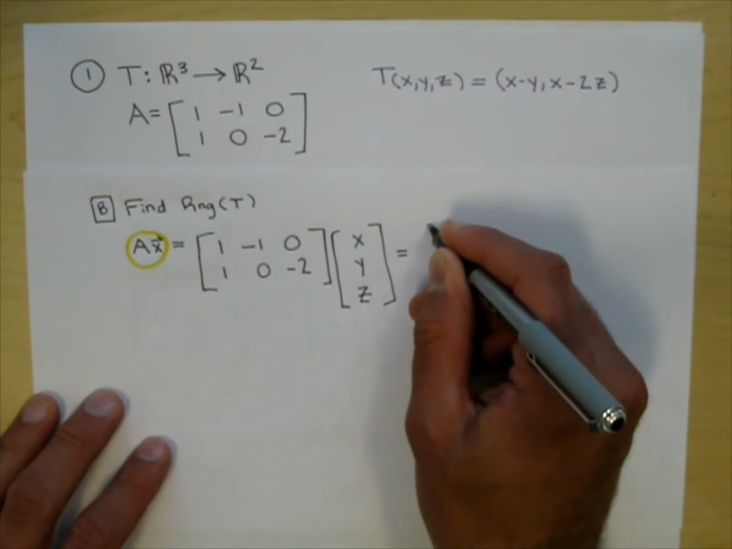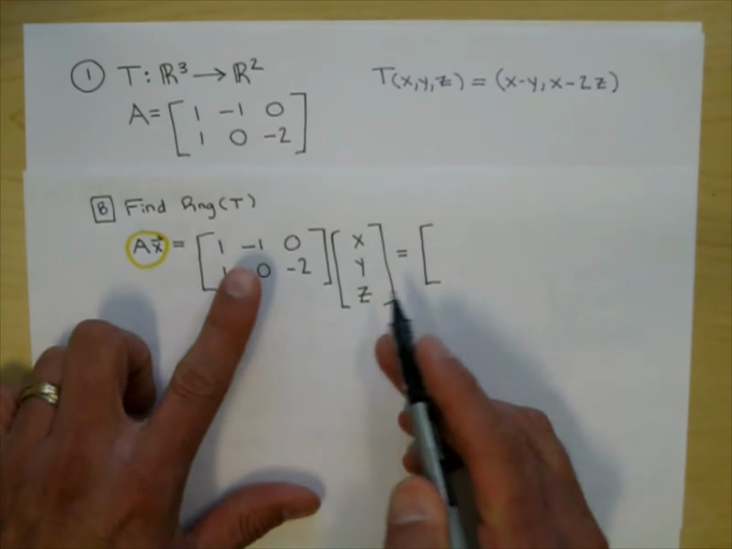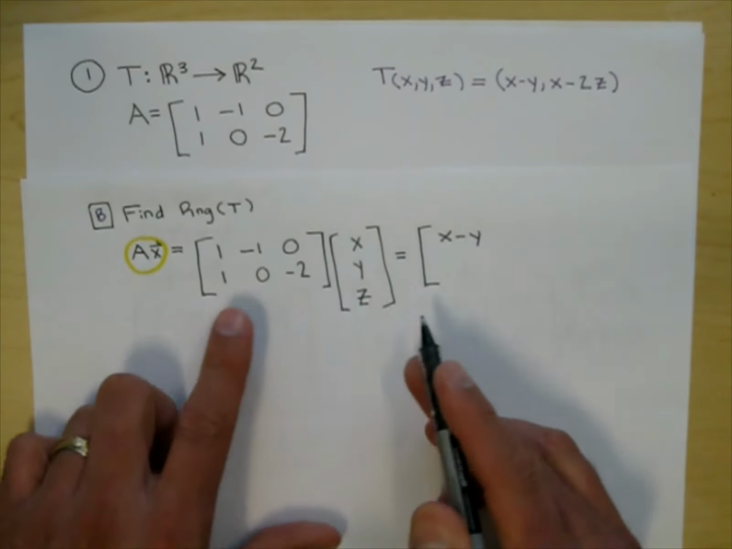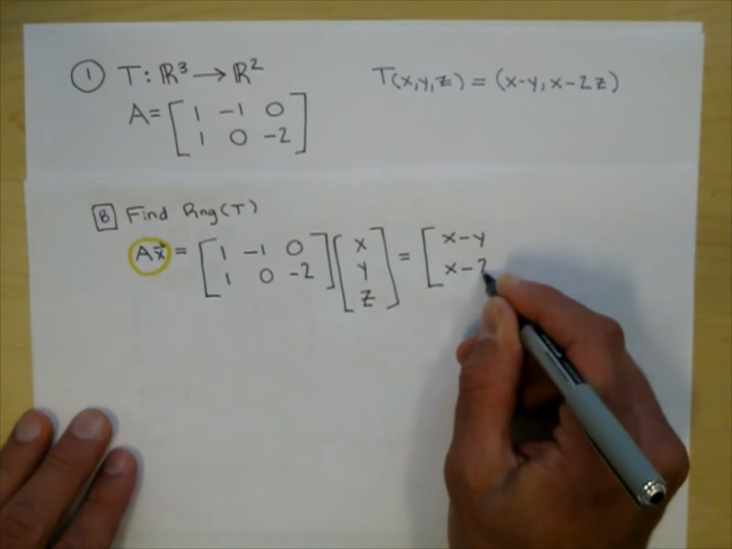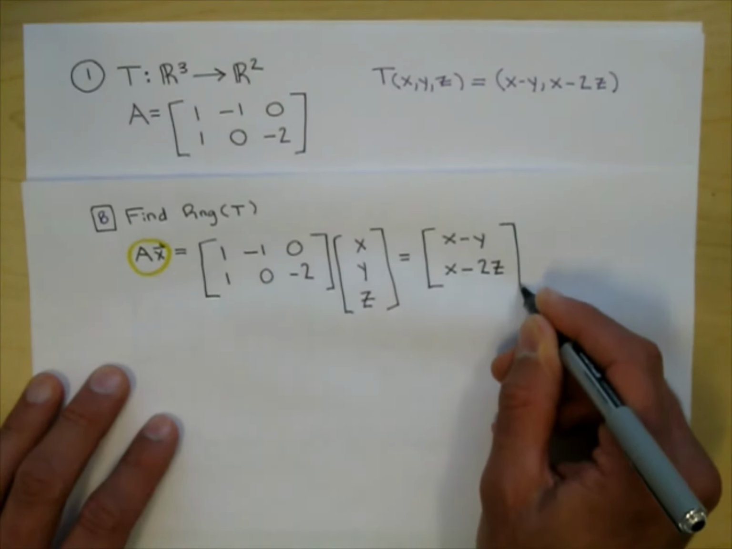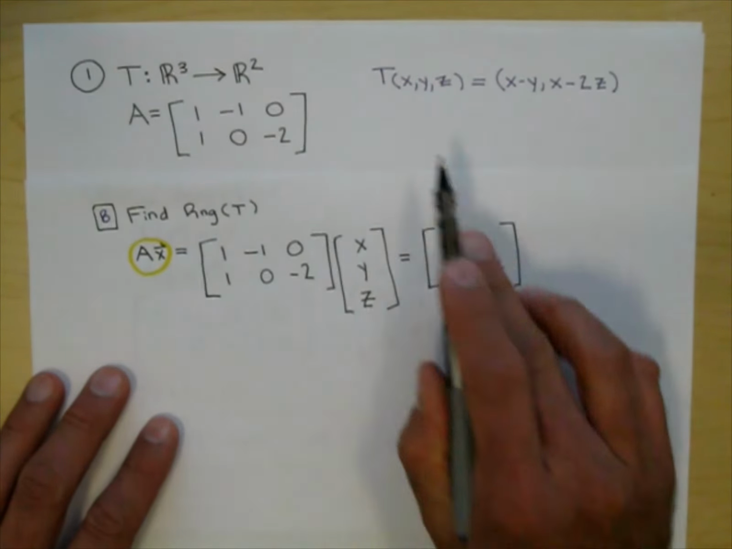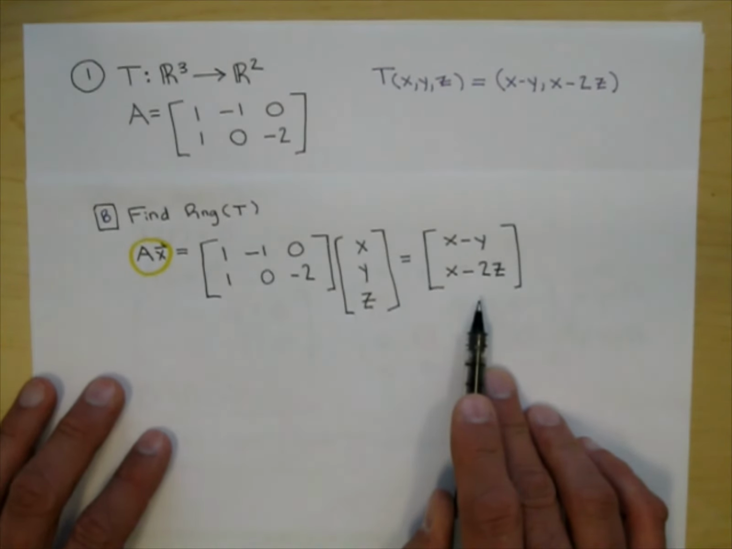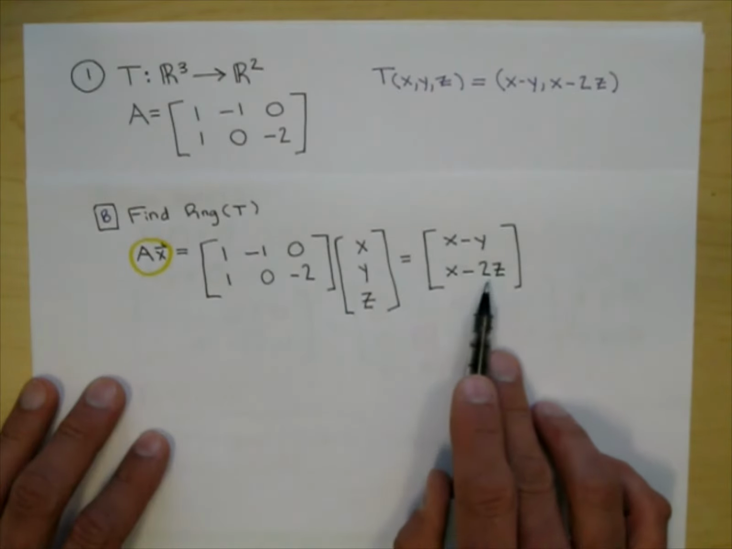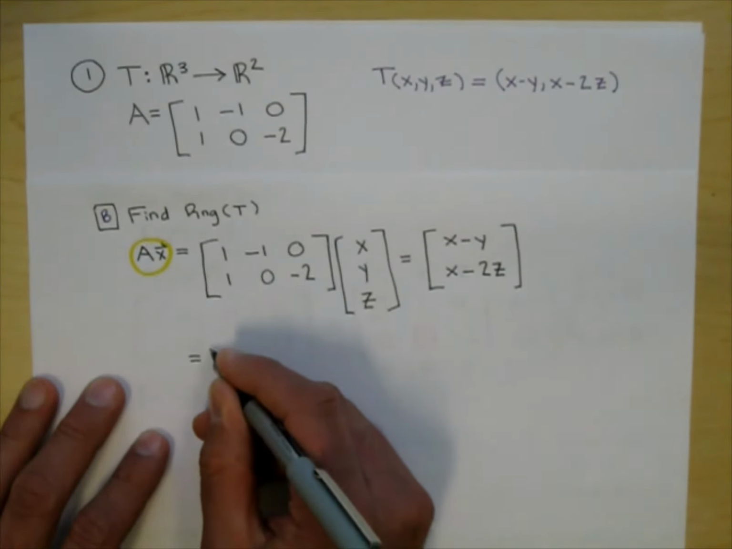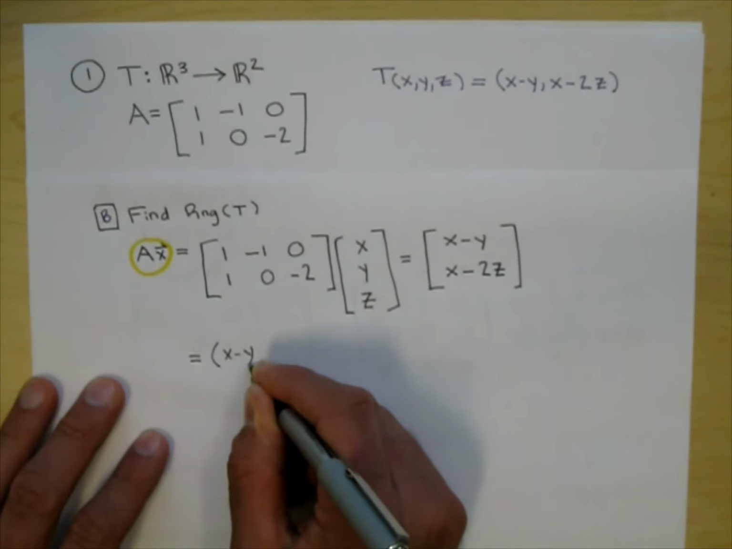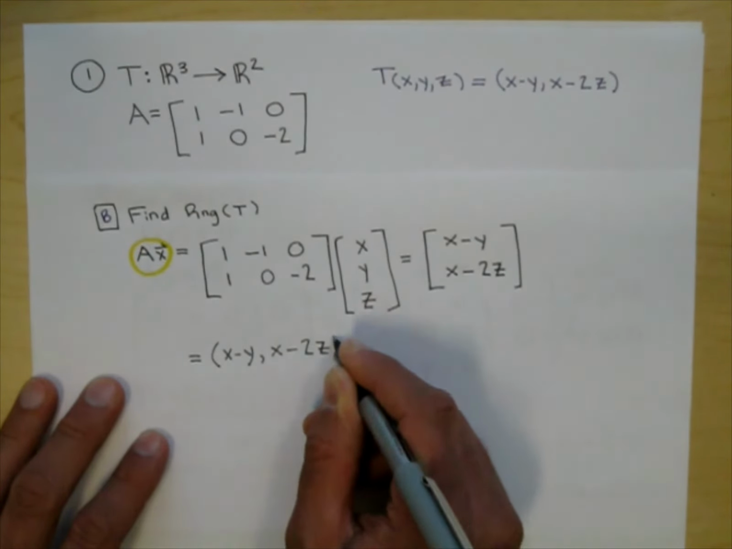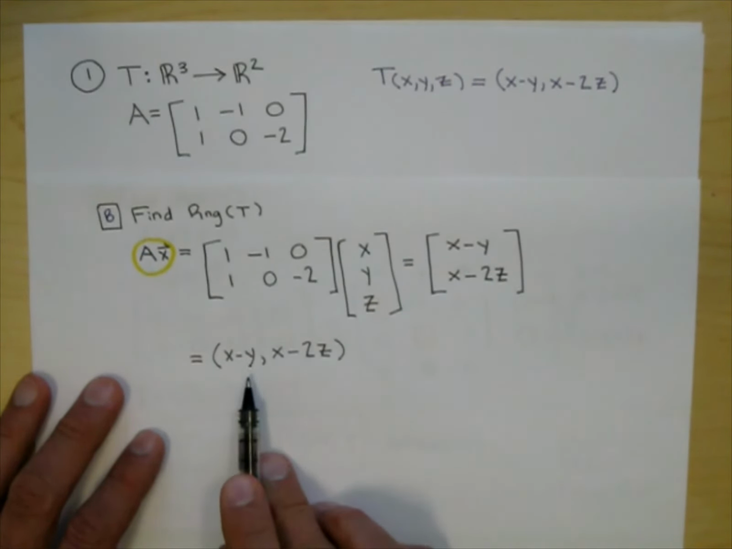We end up getting x minus y, and then over here we have x minus 2z. Which we're not so surprised by, because look at that. There it is. That's one way of taking the matrix of T and finding the linear transformation. Why don't we go ahead and write this as an ordered pair? So this is (x minus y, x minus 2z). So there is another way of writing that.